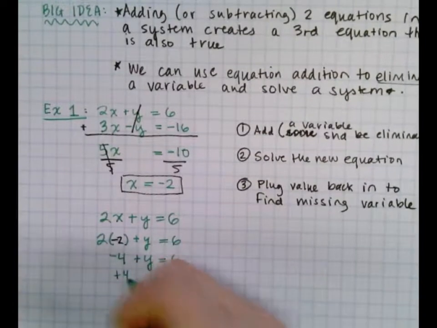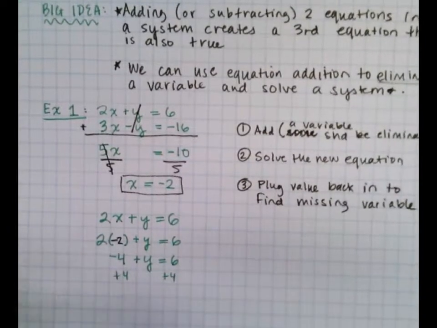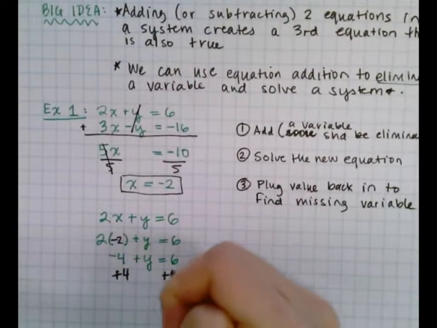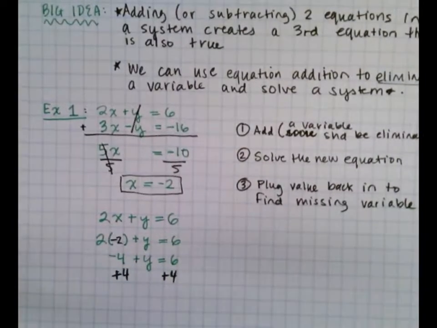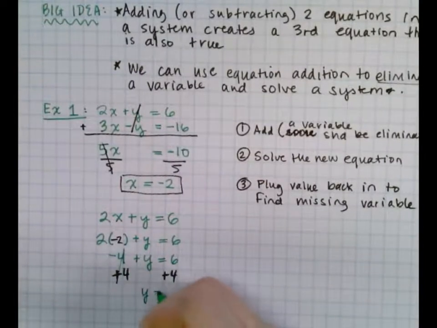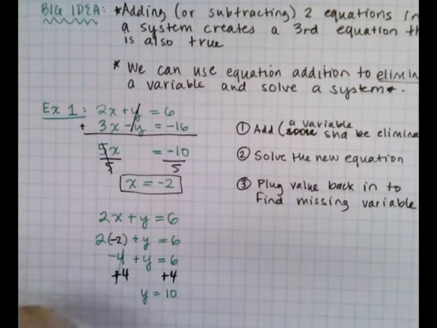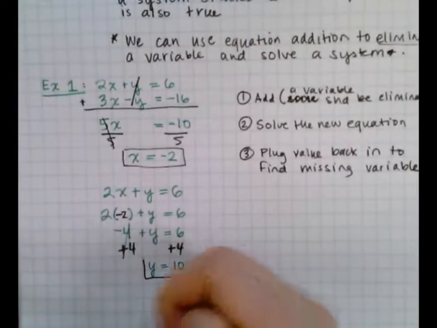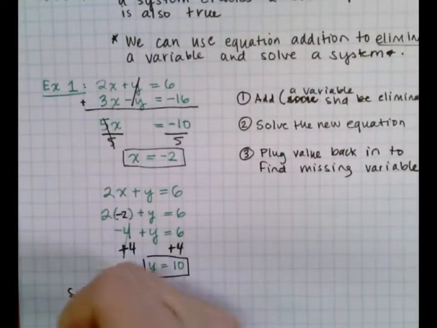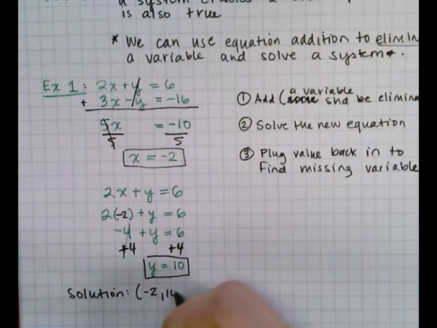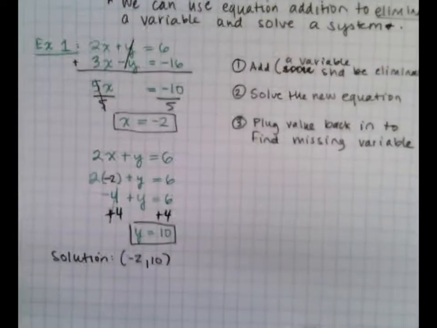I can add 4 to the other side. That gives me y is equal to 10. So now I get a solution, which is the ordered pair negative 2, 10.